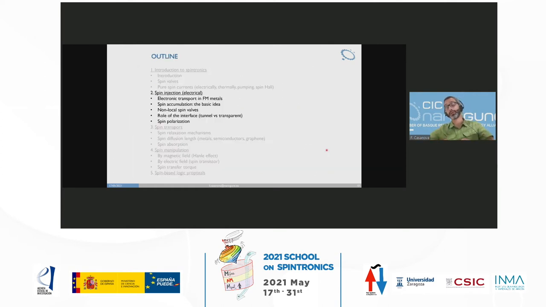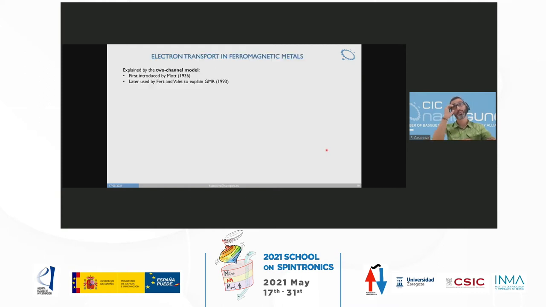So let's go for the first ingredient, spin injection. First of all, we need to understand how electron transport works in ferromagnetic materials. Jose Mari, before me, already discussed a bit about this, but I will do it again. So maybe finally we'll understand it somehow. We need to introduce the two-channel model that was introduced by Mott in '36, and then it was successfully used by Baibich and Fert to explain GMR at the end of the 80s.